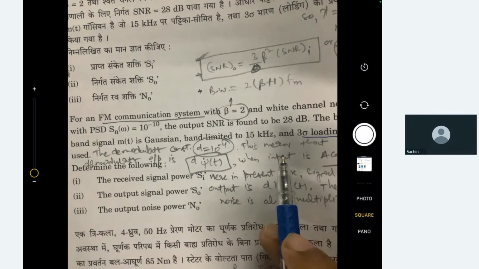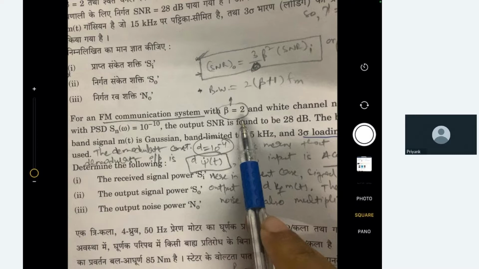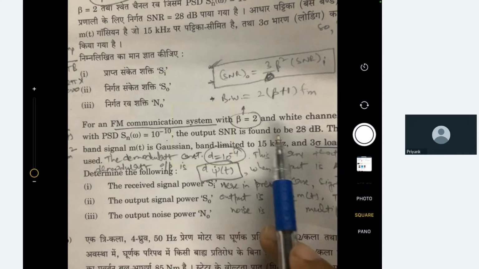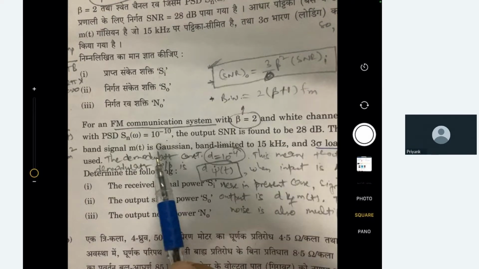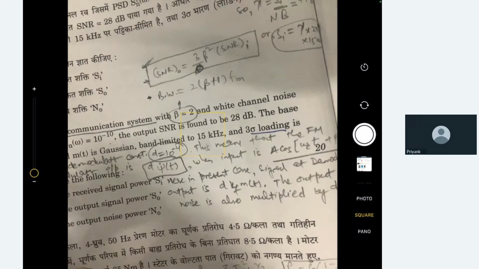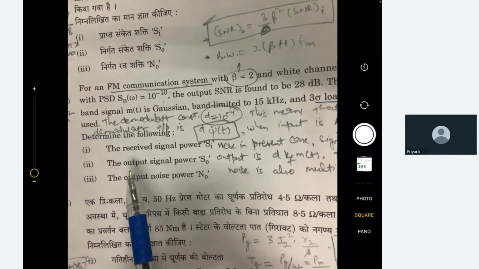Yes, please. So here the question is, for an FM communication system with beta equal to 2 and white channel noise with power spectral density Fn(omega) equal to 10 to the power minus 10, the output SNR is found to be 28 dB. The baseband signal m(t) is Gaussian, band limited to 15 kHz, and 3 sigma loading, this is a new term, is used. Now the question is to determine the following: the received signal power Si, the output signal power S0, and the output noise power N0.